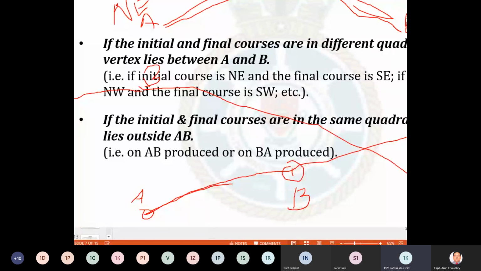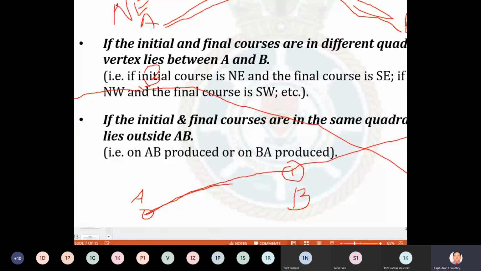Yes, sir, clear. I have a question. Let's say the initial course is northeast and the final course is northwest. How can it be northwest? It will never be northwest. In great circle courses, it is either easterly courses or westerly courses. You cannot have initially northeast and the final northwest. Understand? Yes, sir.